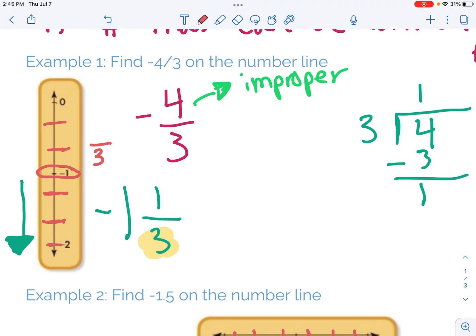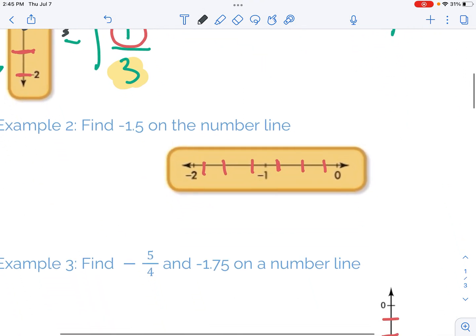So now that you know what it's going to be out of, what the denominator is, our fraction is telling us that we are looking for the first tick mark. So our first tick mark right here, I'm going to change my color here. I'm going to place a dot on our first tick mark, and this is where -4/3 or -1 1/3 is.